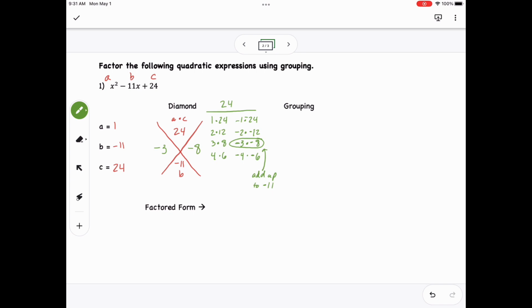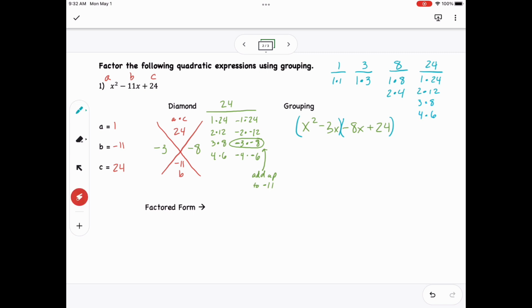So then I write out my new expression, changing the negative 11x into negative 3x and negative 8x, and then I group the first two and the second two. I want to look at the factors of those values so I can figure out the greatest common factor of each set of parentheses: 1, 3, 8, and 24. Looking at x squared minus 3x, I have an x in common, but also a 1 in common. So I'll pull out a 1x, that's my greatest common factor. That leaves me with x minus 3.